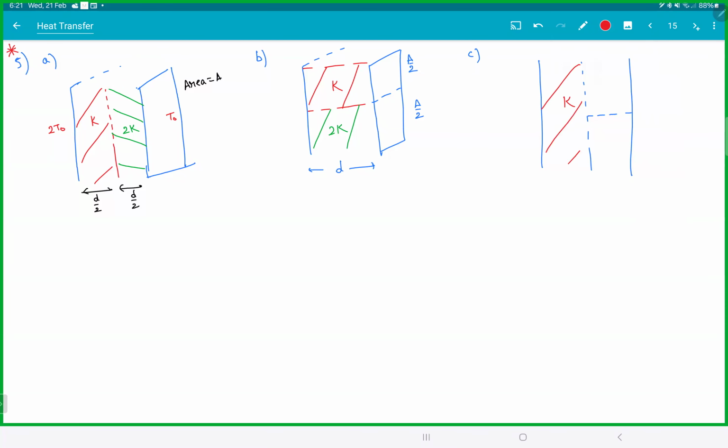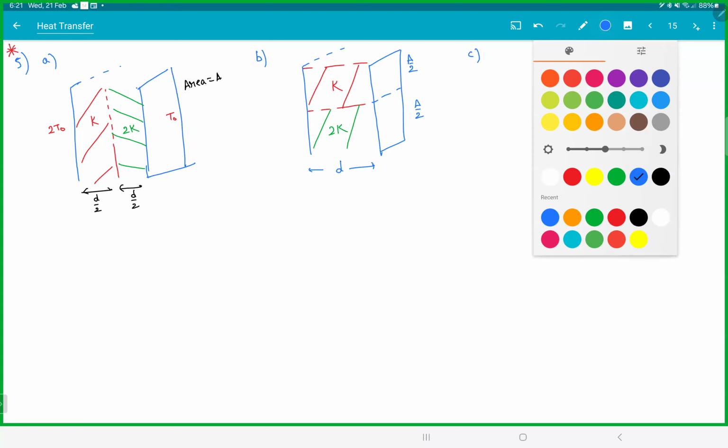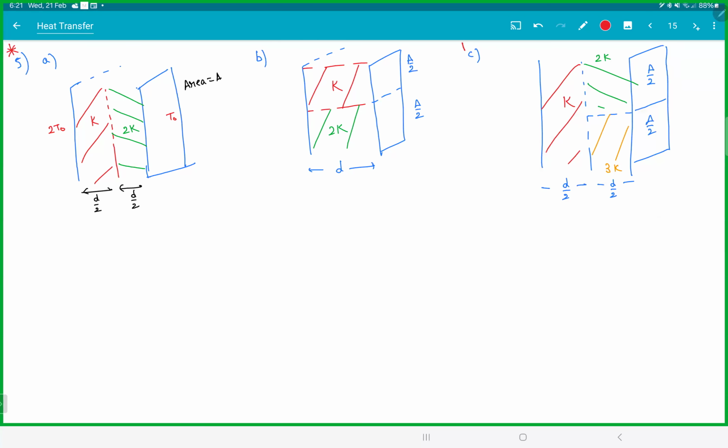Let's say this is K, this is 2K, this is 3K. So basically A by 2, A by 2. So left half of the room you're filling with one material, right half you're filling with two materials, up and bottom. Even in this question, if you ask me, C is even more important.